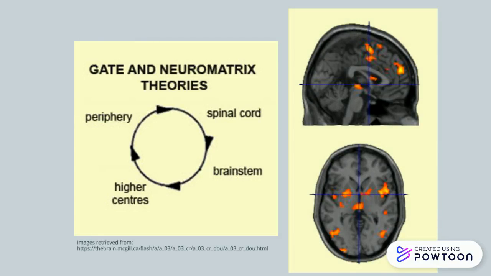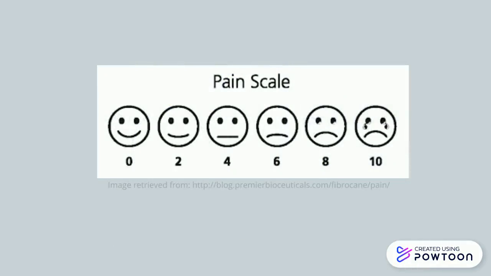Pain results from a multitude of interactions and information exchanges at several levels in the nervous system. The ascending nociceptive information is modulated at each of these multiple relays before it's integrated into a perception of pain. This perception is individualized and dynamic.